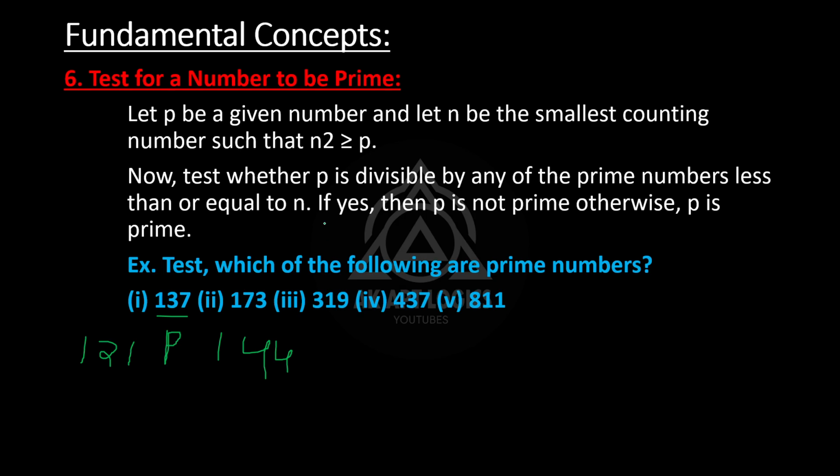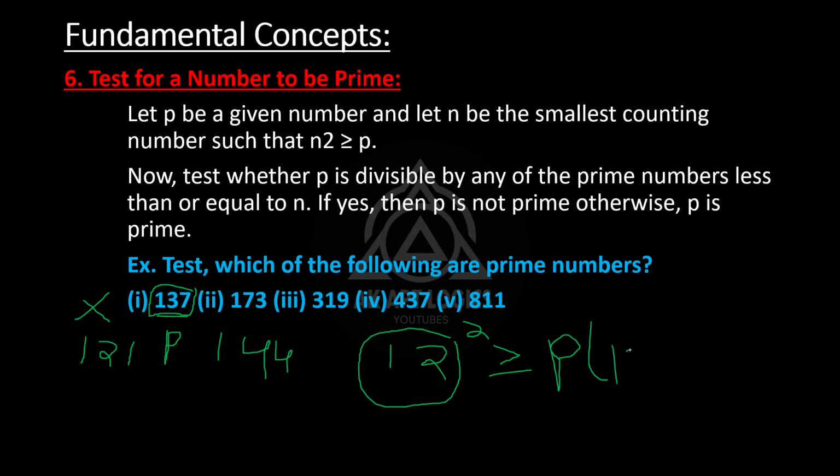The number should be greater than 137, which means you shouldn't take 121. You should take 144. 144 can be written as 12 square. 12 square is greater than or equal to p, and p here is 137. What is n here? n will be 12. So we have to take prime numbers less than 12. Prime numbers less than 12 will be 2, 3, 5, 7, 11.